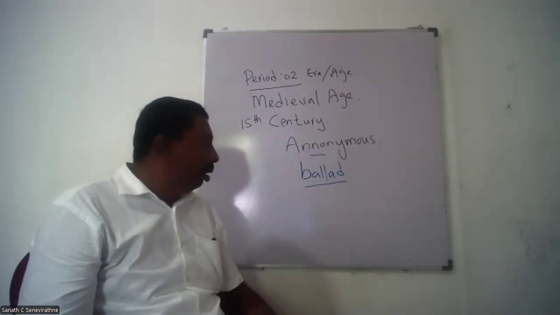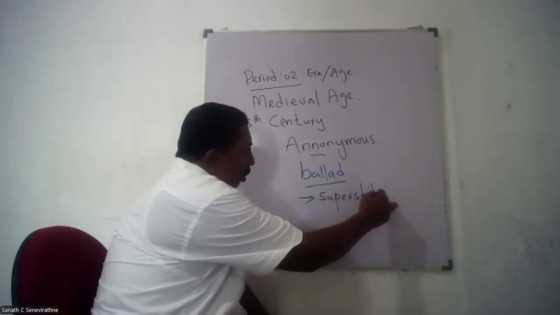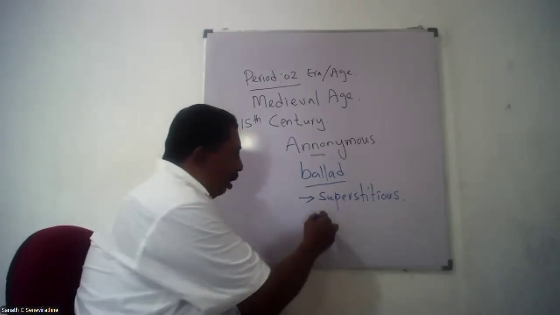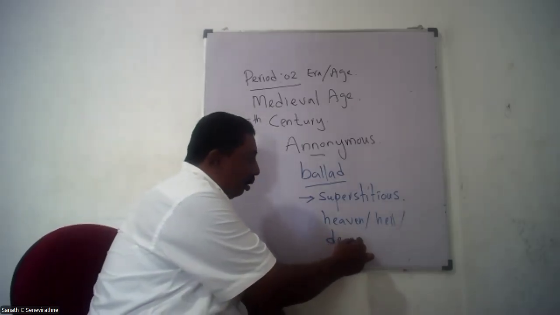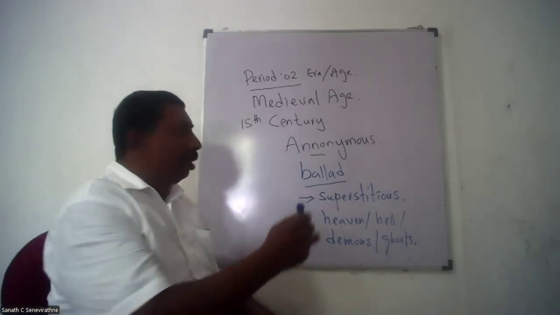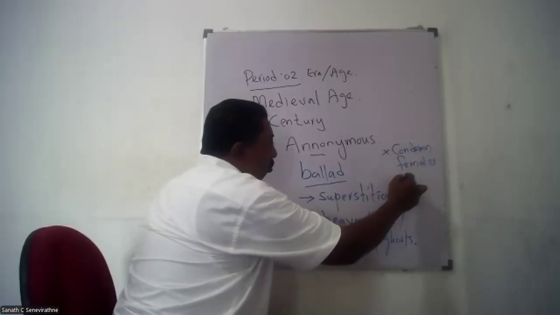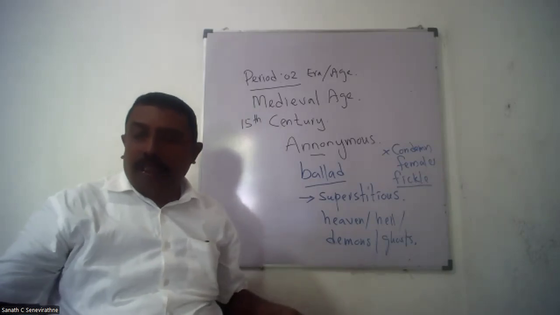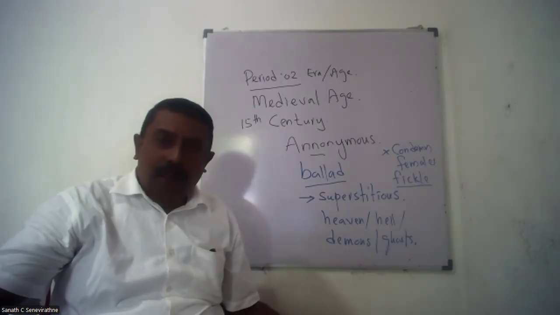One is that they are ballads. The other is that they believe superstitious things, like heaven, hell, and after that demons, ghosts. They believe. Another feature is that they condemn females as fickle creatures. Fickle means ever changing. Fickle in Sinhala is chapala. Right? So they write like this.